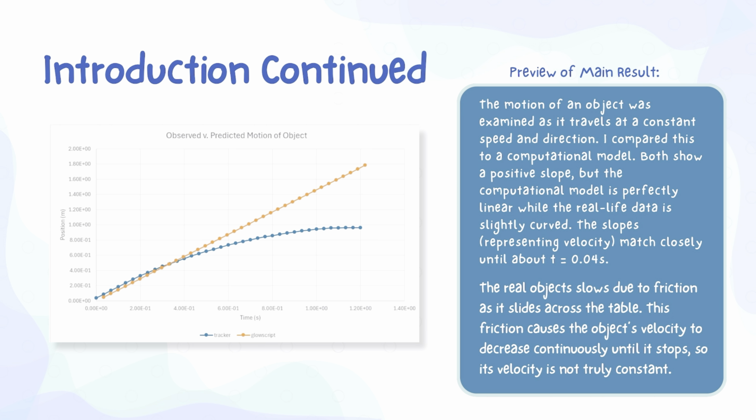So in theory, with no outside forces, the object should move in a straight line at a constant speed. Both the observed and predicted models are showing a positive slope or velocity, but the computational model is perfectly linear while the real-life data is slightly curved. This is likely due to friction, as it causes the object's velocity to decrease continuously until it stops, meaning that the object's velocity isn't truly constant.